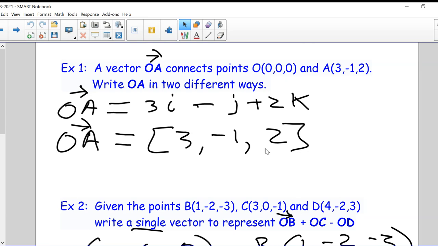Now, I use brackets. I've seen, I think in a textbook, they use round brackets. I use square brackets to make a distinction between a point and a vector. So this is a vector.